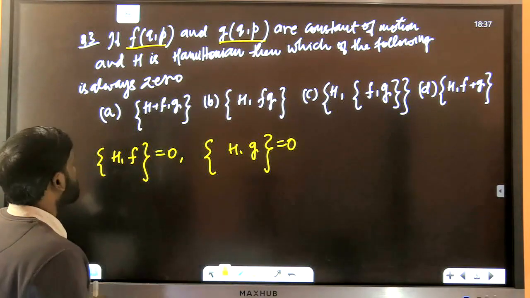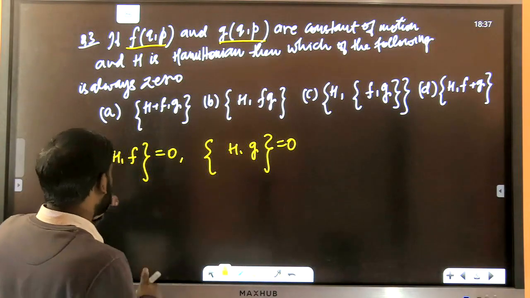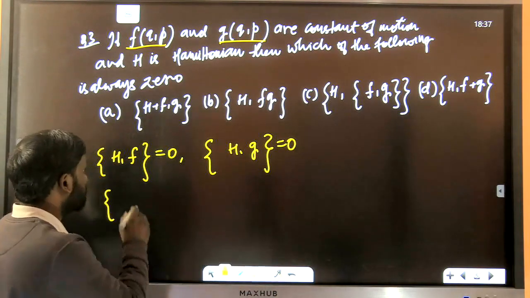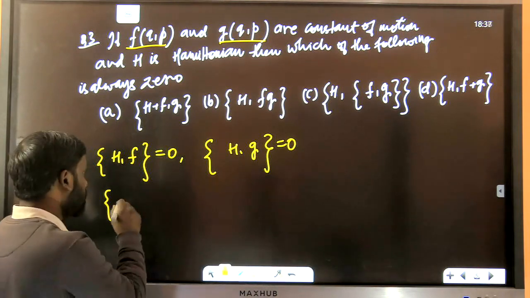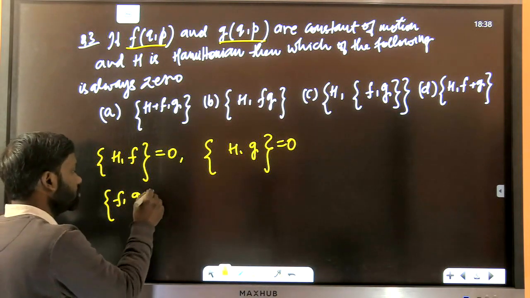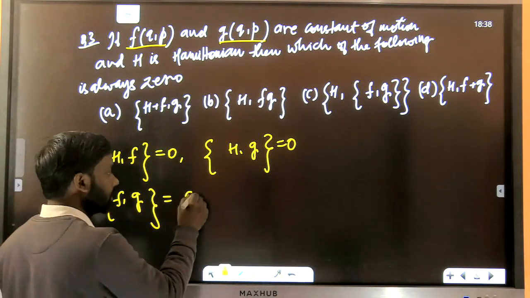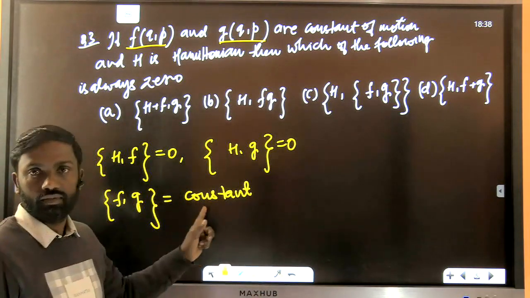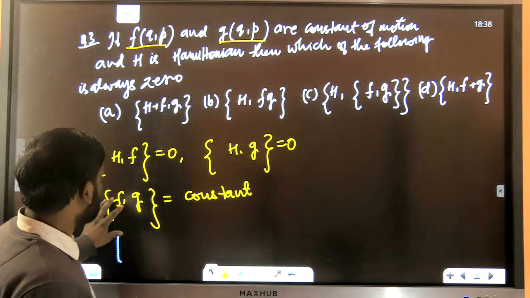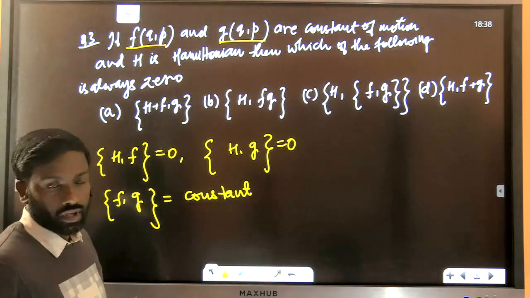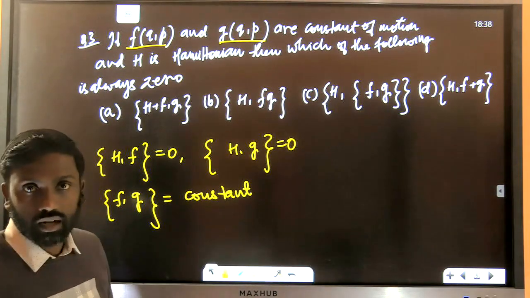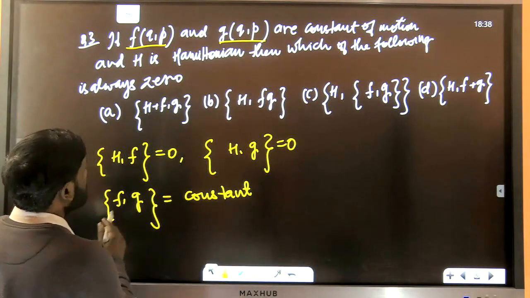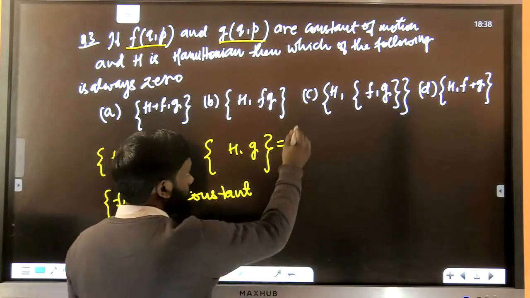All right. Now there is something called Poisson theorem, which says that if there are two constants of motion and you calculate the Poisson bracket of F and G, you may end up getting another constant of motion. So this will also be a constant. So if you calculate the Poisson bracket of F and G, you may get another constant of motion. All right. Now let's check the options one by one.